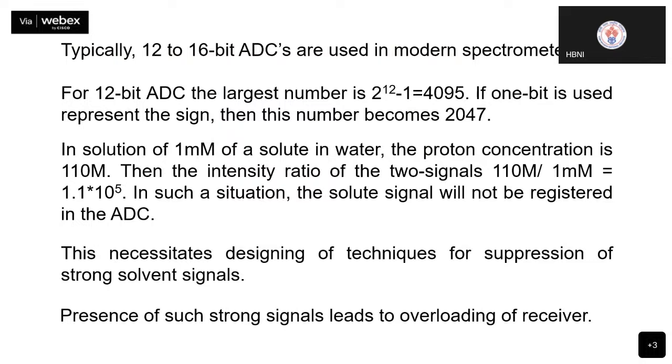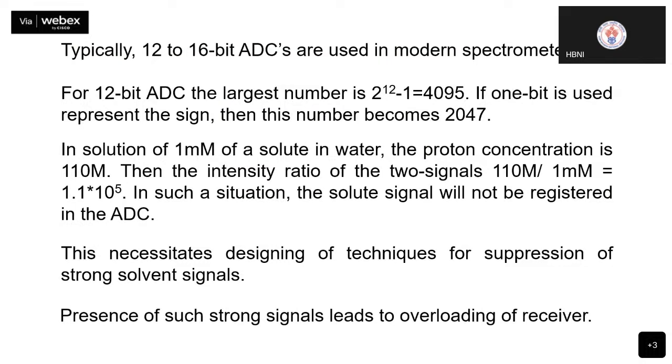Now, suppose I have a solution of 1 millimolar of a solute in water, in pure water. The proton concentration is 110 molar, right? So this is H2O. H2O is 110 molar. Then if I have a sample which is 1 millimolar, what is the concentration intensity ratio of the 2 signals? Because all the signals will come together. They will all be overlapping, and the FID will collect all of those. 110 molar divided by 1 millimolar is 1.1 times 10 to the power 5. So this is far above what you can represent in the 12-bit ADC. It is 2047 only, right?